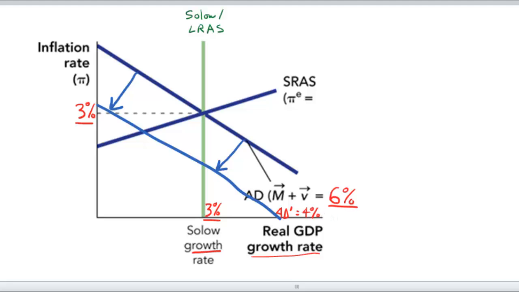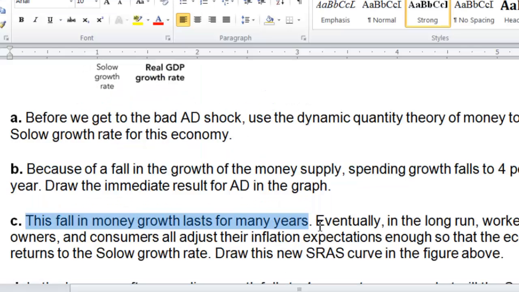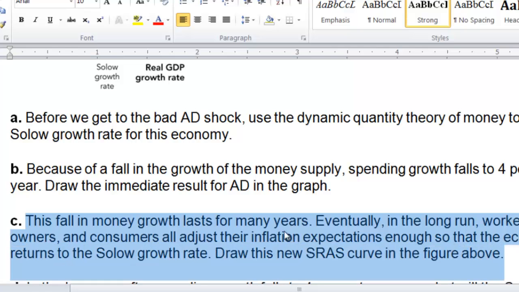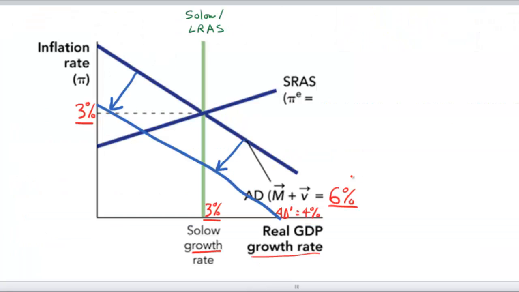Okay. Now, we're going to say this fall in money growth lasts for many years. Eventually, in the long run, workers, business owners, and consumers all adjust their inflation expectations enough so that the economy returns to the solow growth rate. Draw the new short-run aggregate supply curve in the figure above. I didn't explicitly cover this in class, but you should be able to figure it out.